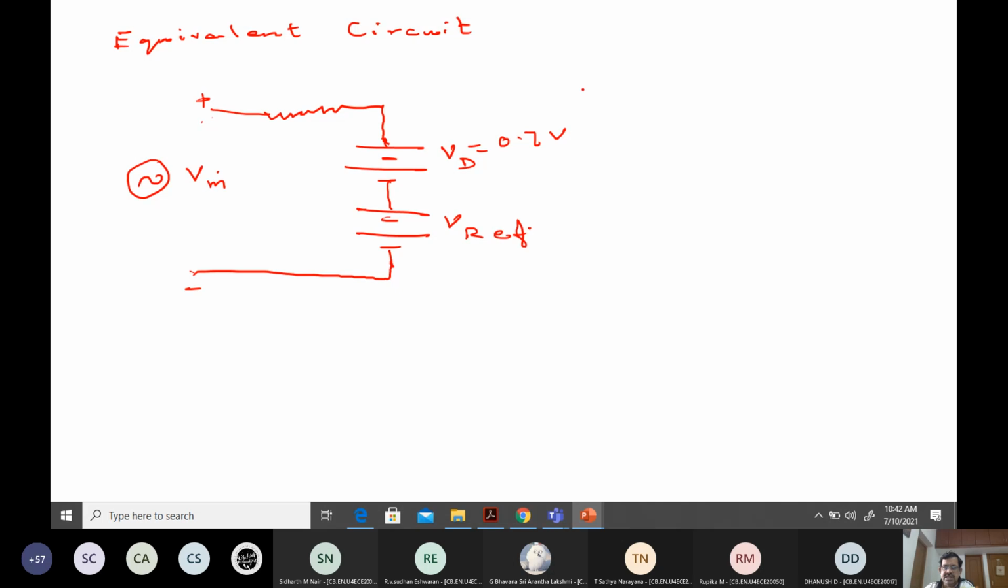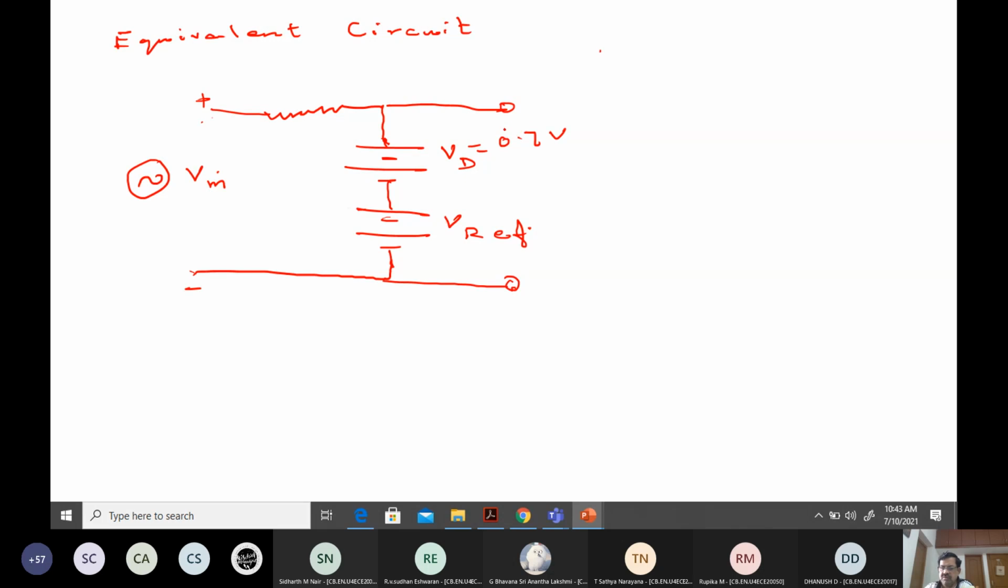Now, even in the positive half cycle, you have to think like this. What will happen to the diode? Whether the diode will conduct, depending on that only will the output be there. This is my V reference. Now we have to see this voltage and this voltage together. The diode will not conduct until 0.7, but there is also a V reference voltage here.